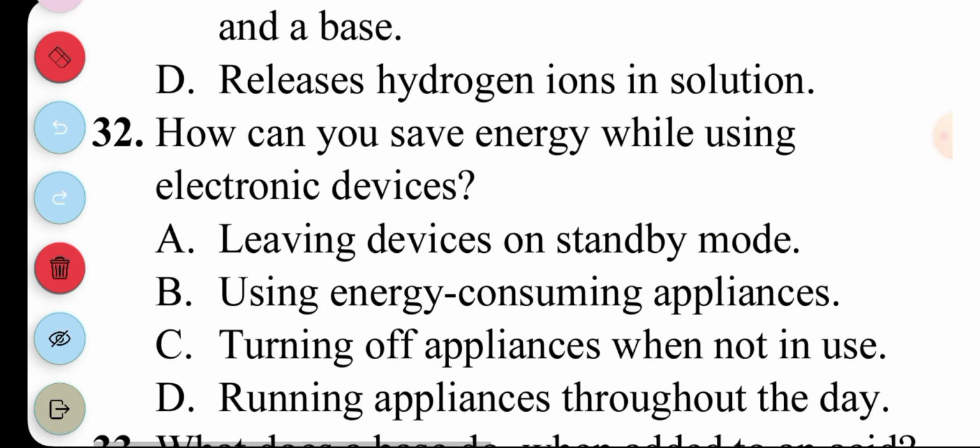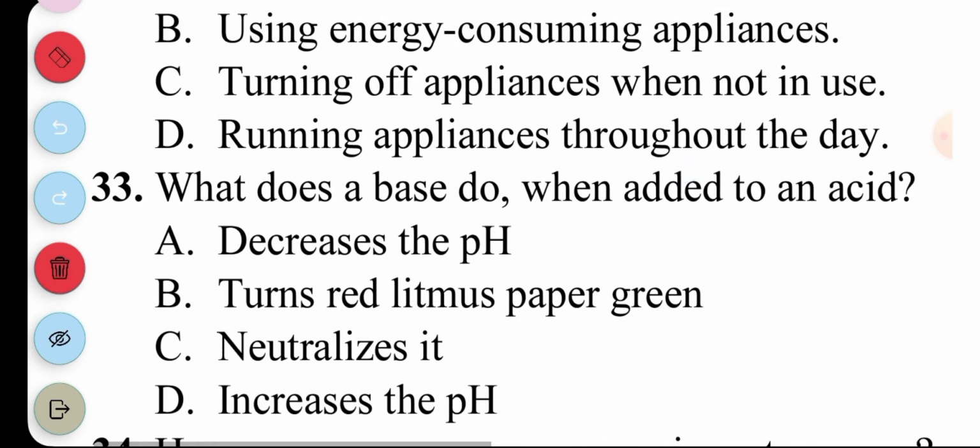32. How can you save energy while using electronic devices? A. Leaving devices on standby mode. B. Using energy consuming appliances. C. Turning off appliances when not in use. D. Running appliances throughout the day. The answer to this is B. Using energy consuming appliances.